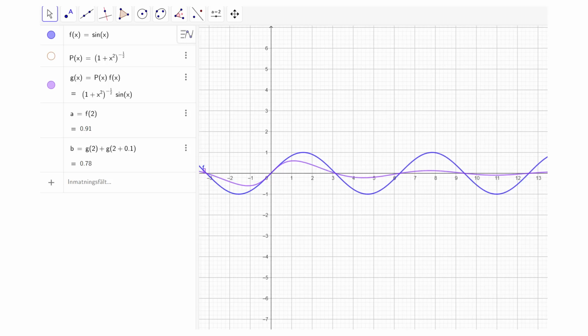Let me show you. Let's use this simple wave function, f of x equals sine x. We apply P to this function and call the new function g, or psi tilde. We check if f of x equals g of x plus g of x plus delta x for x equals 2 and delta x equals 0.1. Nope. 0.91 and 0.78 are not equal.